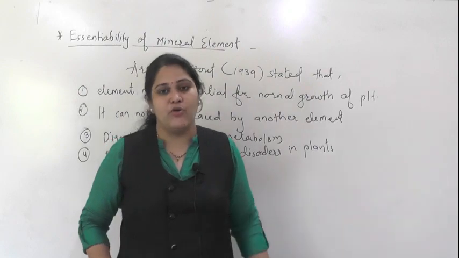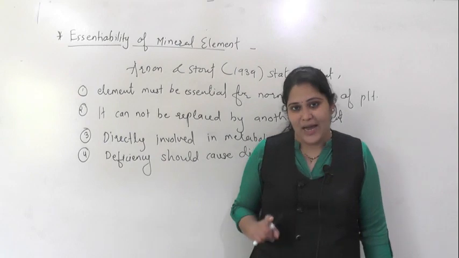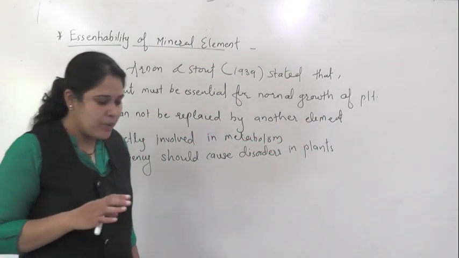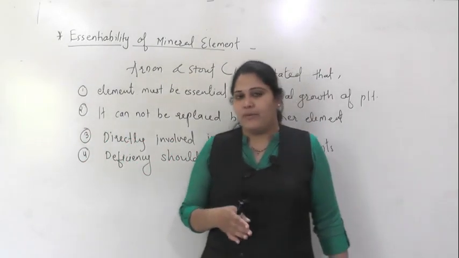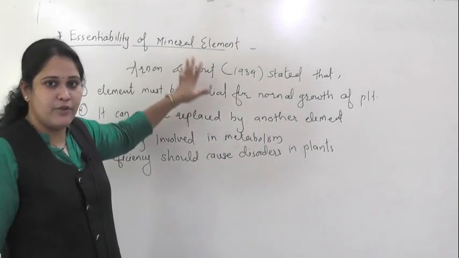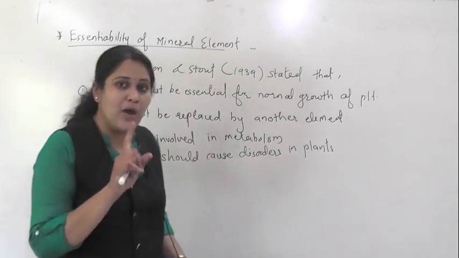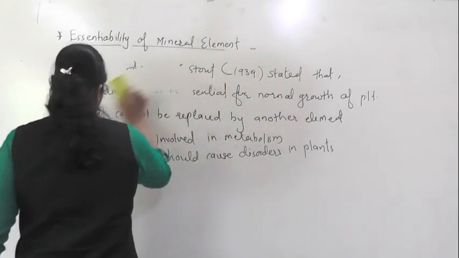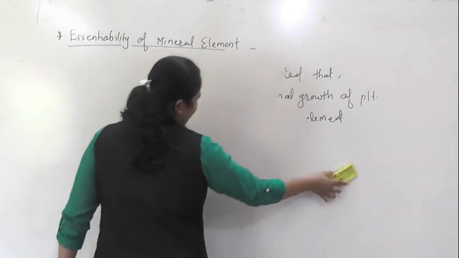Now, based on this, out of 60, there are 17 essential elements. We discussed that when we studied the ash analysis of a plant sample, we found that plants consist of 60 different types of elements. From that, some are called essential: those elements which fulfill all these criteria. There are 17 essential elements which are necessary for normal growth and development.